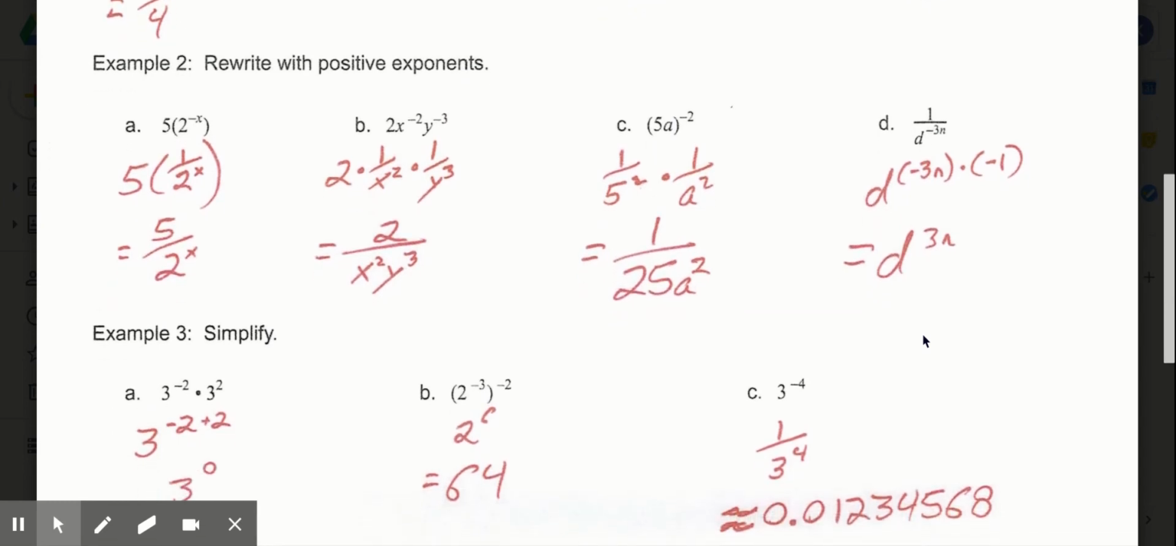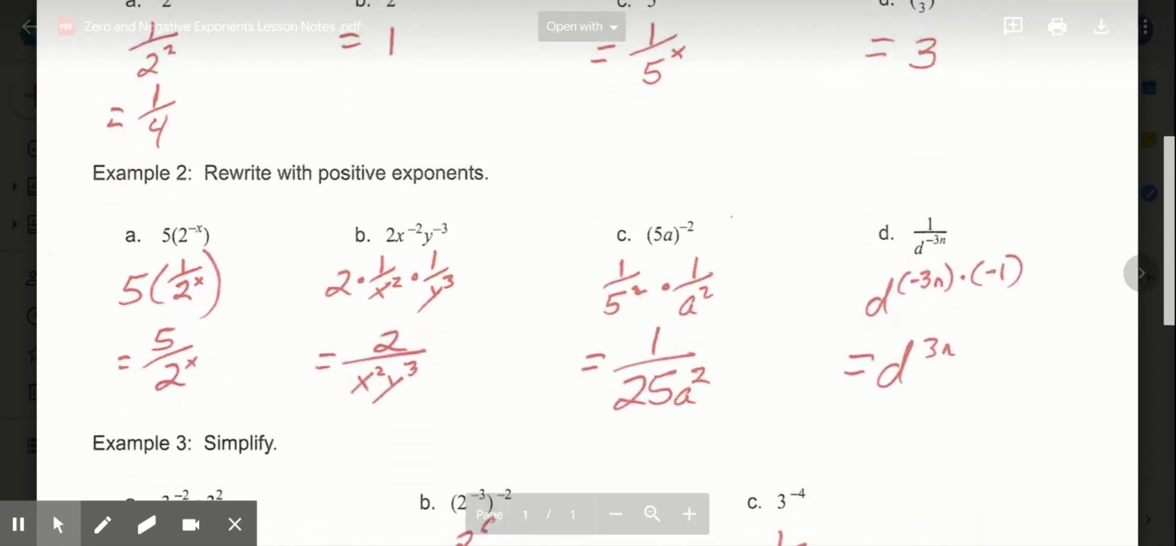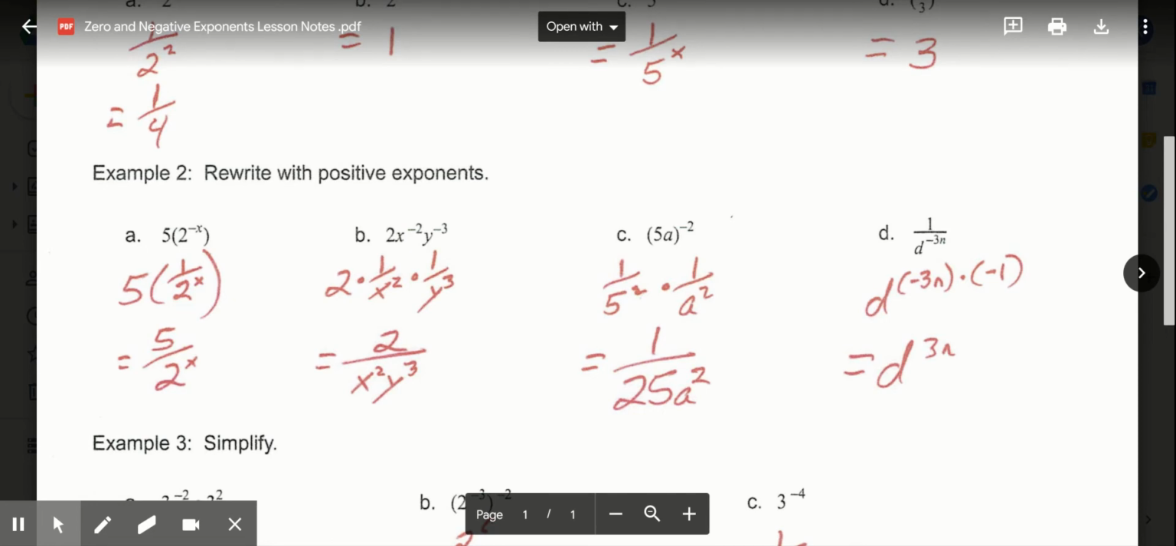So in example 2, they want us to rewrite only using positive exponents. So typically this is the most common type of problem where you'll be asked to apply our rule here, the negative exponent property, to rewrite so we only have positive exponents. So in this case, our first problem is 5 times, in parentheses, 2 to the negative x. So the 5 itself just stays 5. The 2 to the negative x gets rewritten as 1 over 2 to the x.